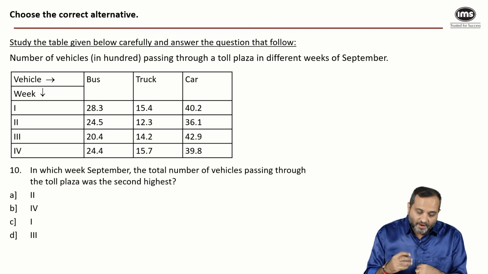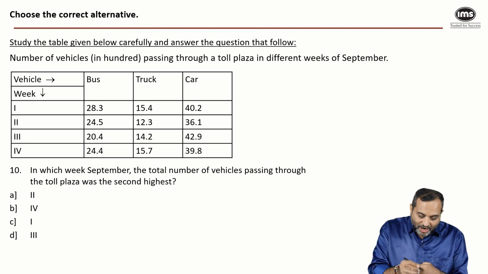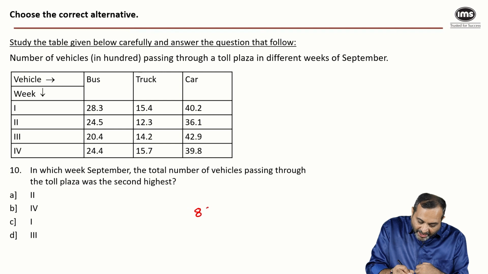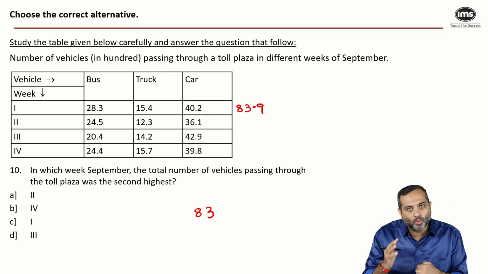Let's see the questions. First question. In which week of September the total number of vehicles passing through the toll plaza was the second highest? So I'm looking at second highest. So now I'll have to add up all the numbers. So let's look at the first week. 28 plus 15 is a 43. 43 plus 40 is a 83. And the decimal parts add up to 3429. So the addition is an 83.9 for week 1.